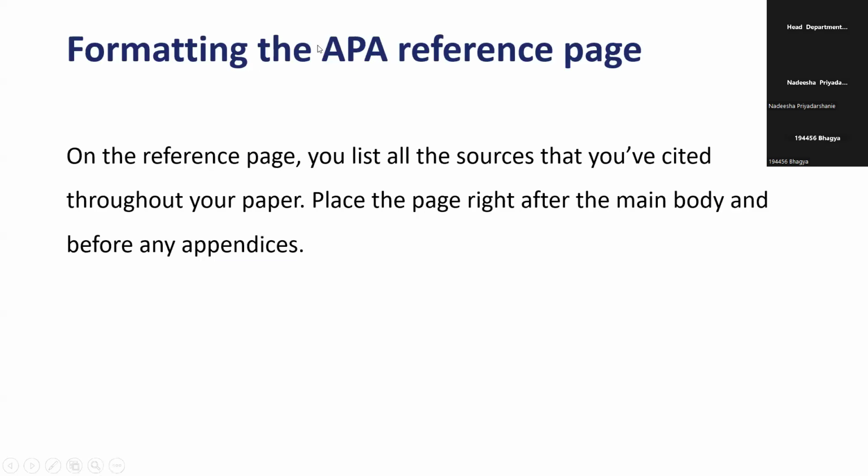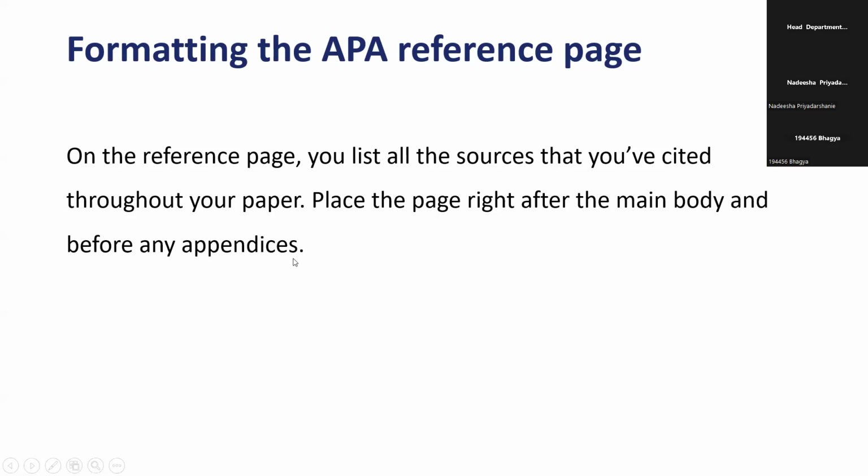Right. Then formatting the APA reference page. Let's look at how we prepare our reference list according to APA style. On the reference page, you list all the sources that you have cited throughout your paper. Place the page right after the main body and before any appendix.